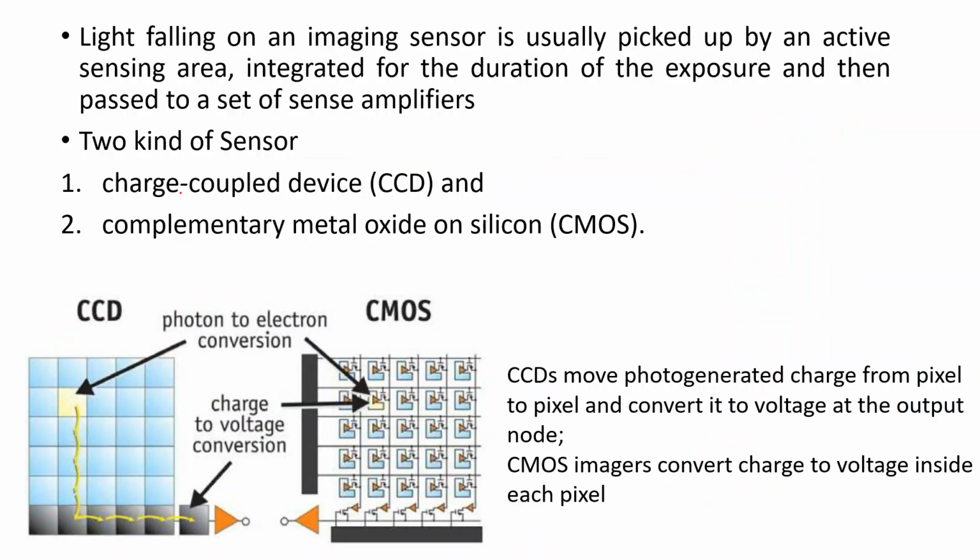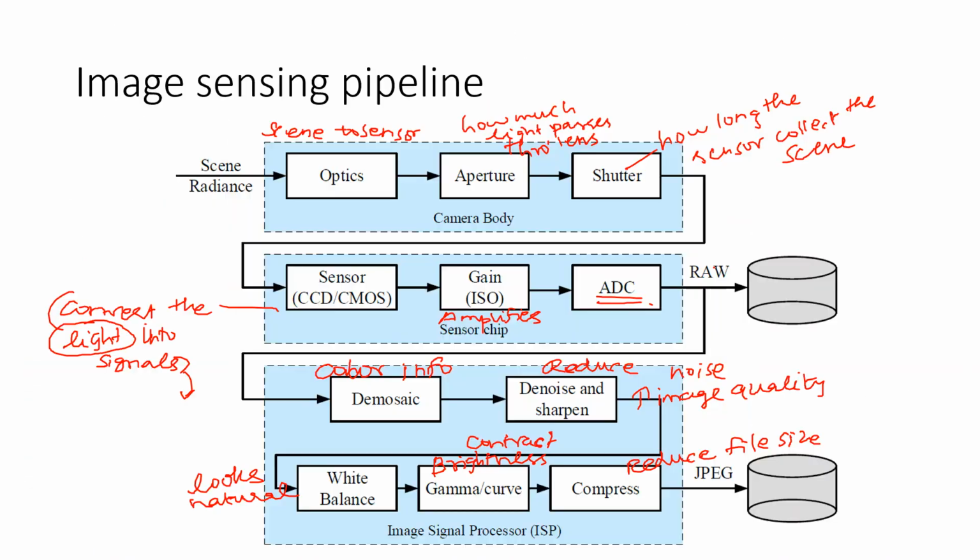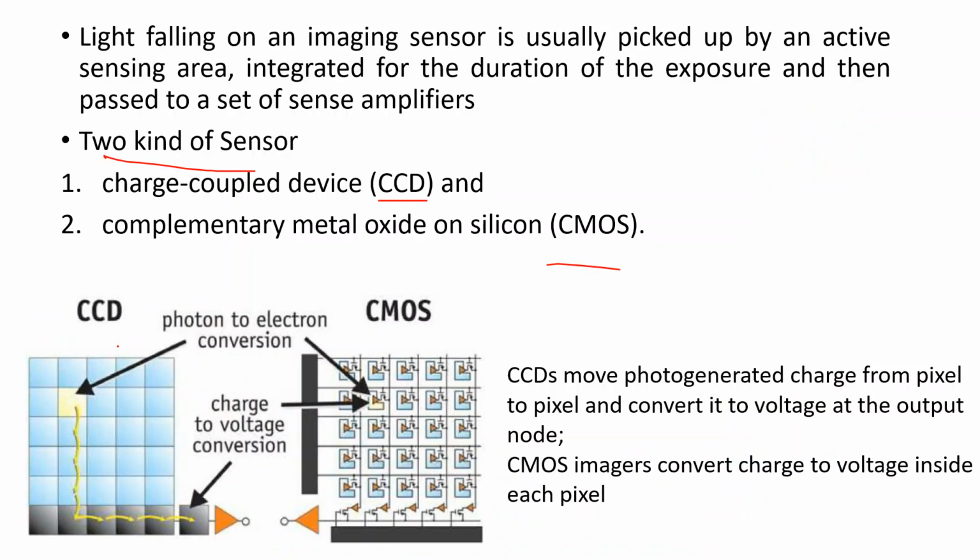Here we are going to see two important sensors, CCD and CMOS, which were mentioned in the pipeline. I said earlier that the process of a sensor is to convert the light into signals. Listen carefully: CCD is a very old kind of sensor. Most modern digital cameras use CMOS.